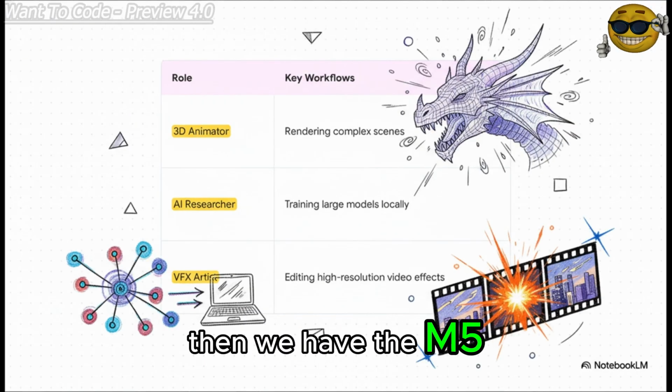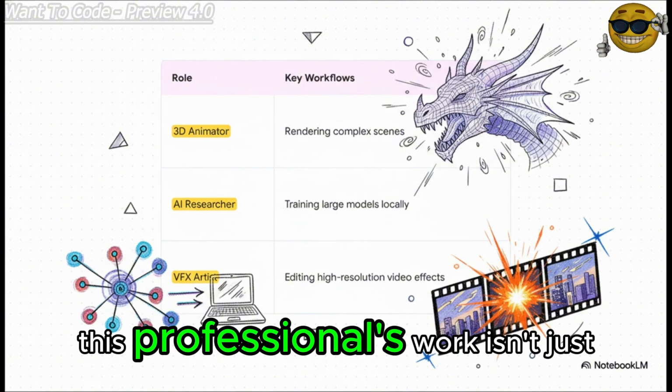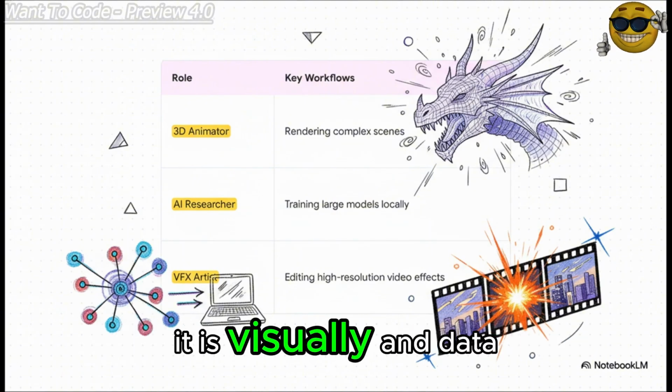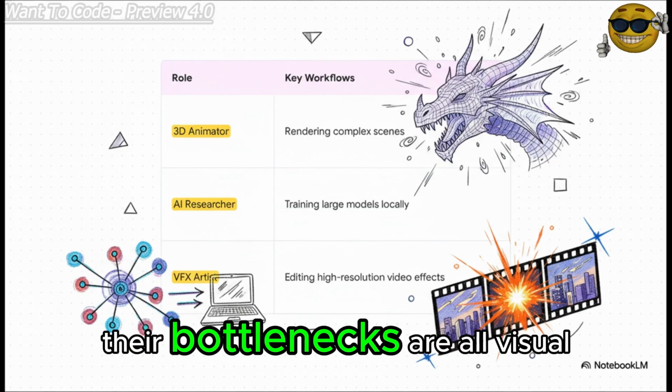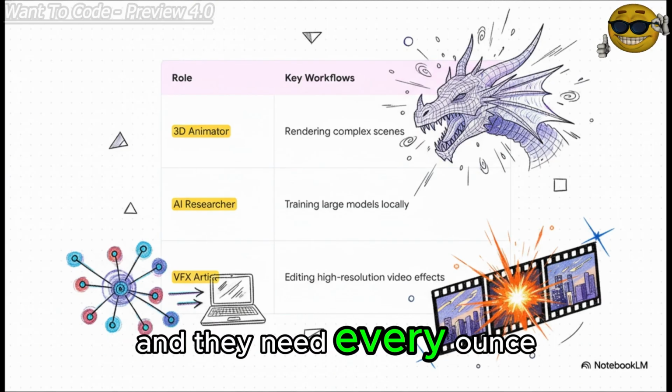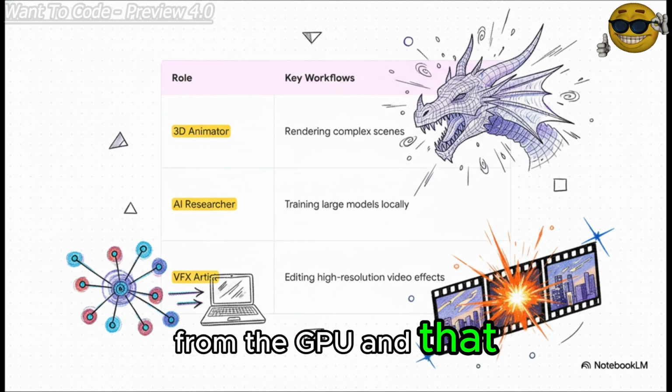Then we have the M5 Max user. This professional's work isn't just complex, it is visually and data-intensive to an absolutely extreme degree. Their bottlenecks are all visual, and they need every ounce of help they can get from the GPU and that data highway.